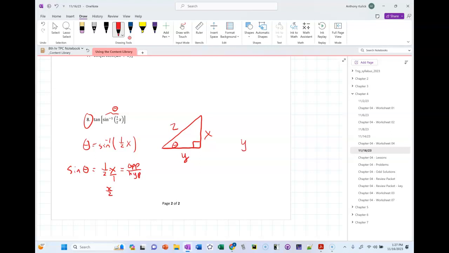When I write the Pythagorean theorem, I have to be careful about which side is the hypotenuse, because it has to be the c. And a squared plus b squared equals c squared. So I'll just subtract x squared from both sides. I note that 2 squared is just 4. So I square root both sides. And there's my y.